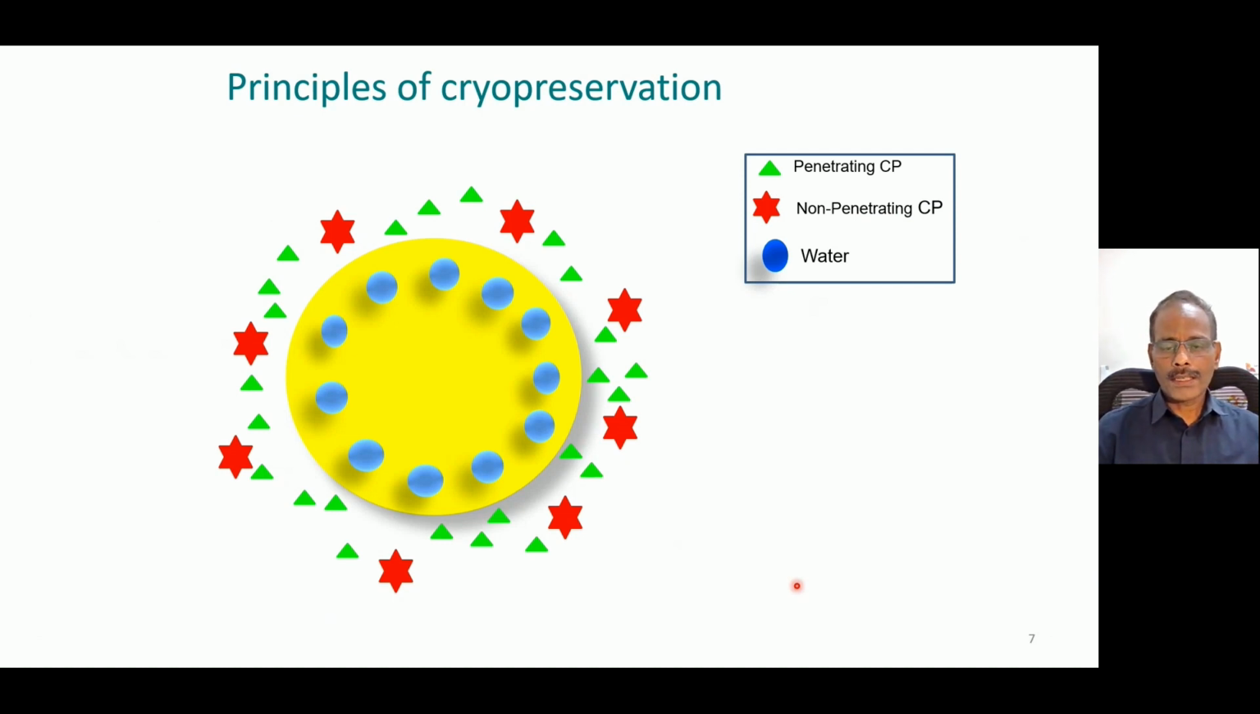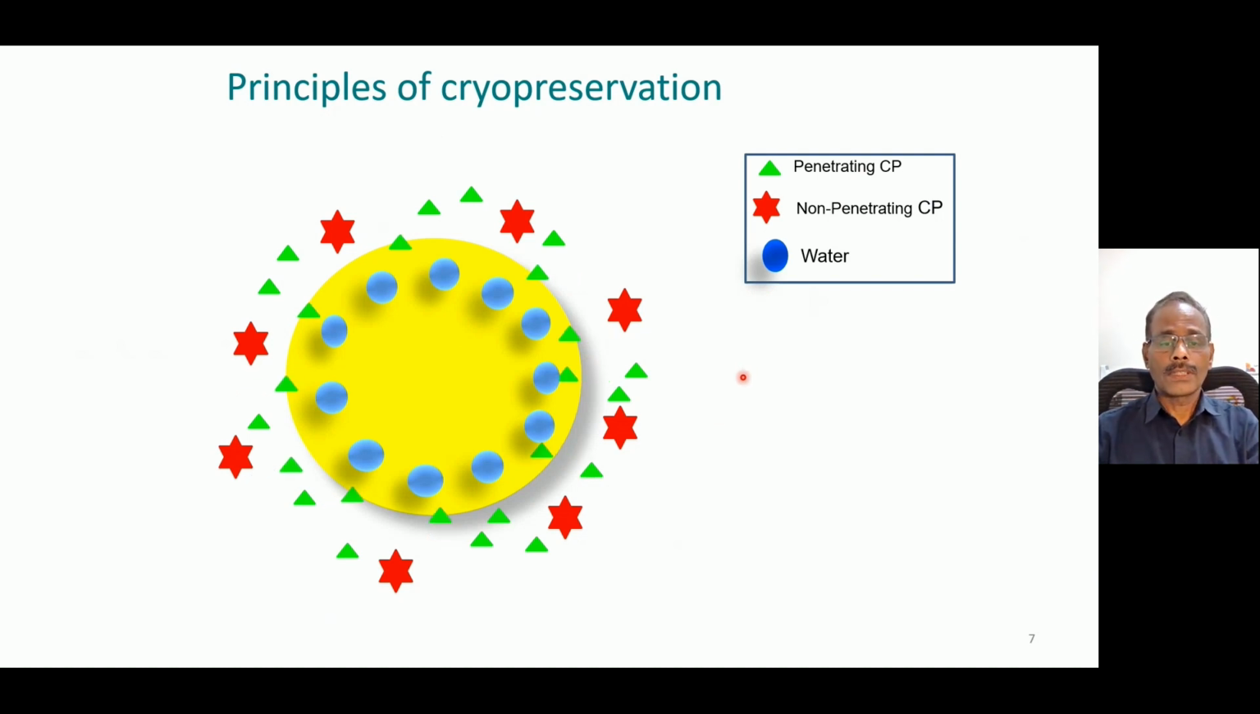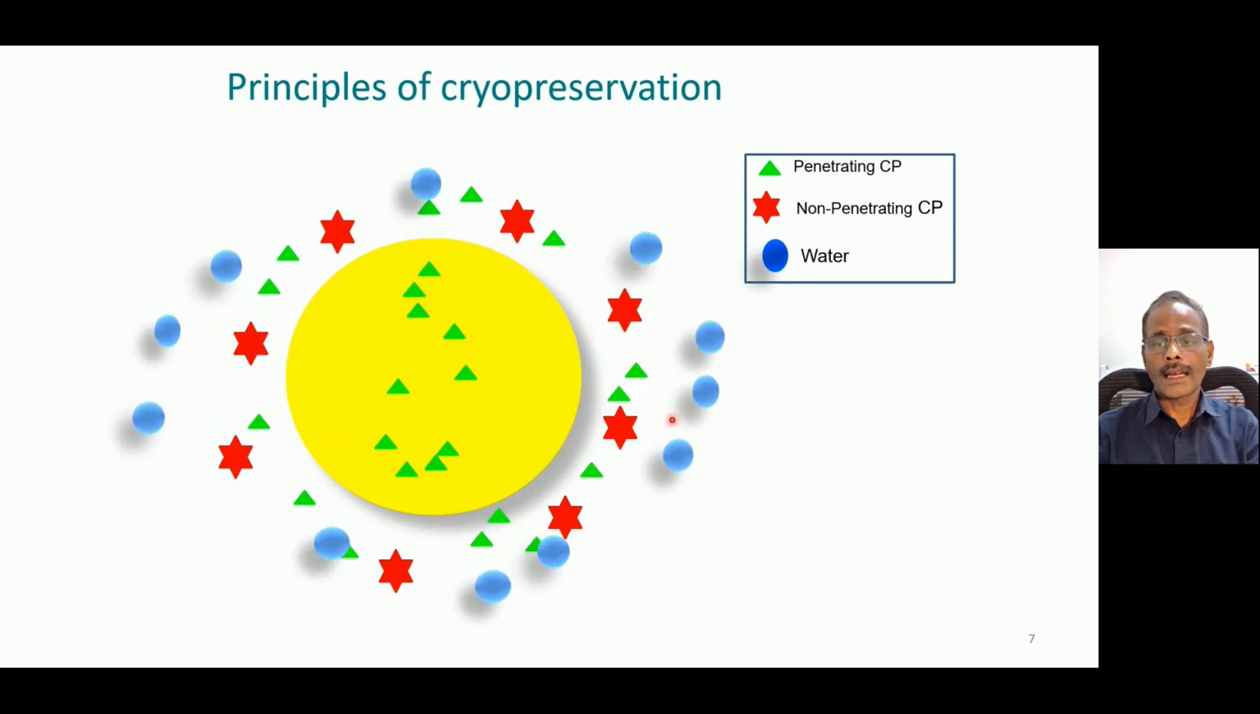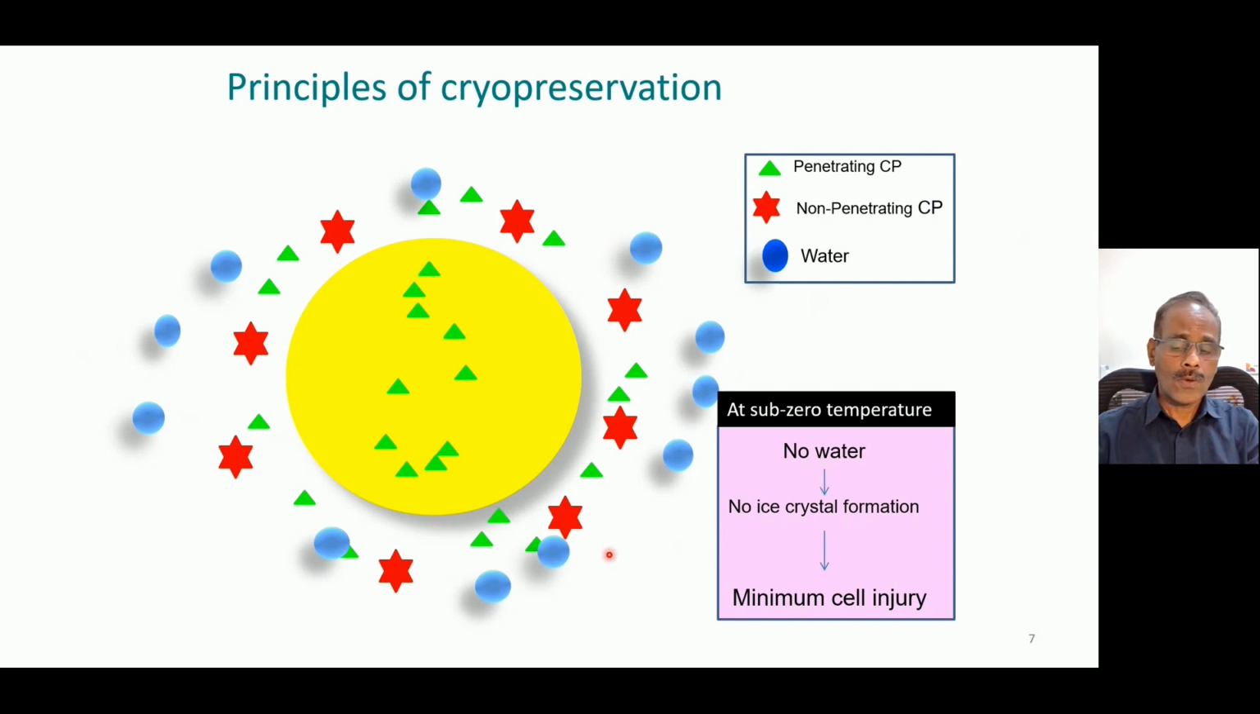This is a schematic representation of what actually happens during cryopreservation. When you expose a cell, here the oocyte, to a cryoprotective solution, immediately the penetrating cryoprotective agents will enter the cell and water molecules come out of the cell, and the non-penetrating cryoprotectants attach to the membrane and prevent the cryo injury. So when there is no water inside, there is no ice crystal formation, and there is minimum cell injury.